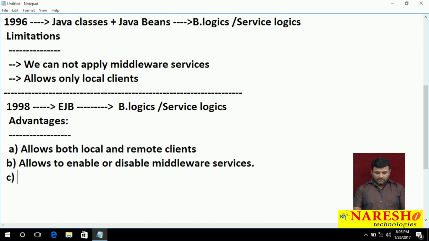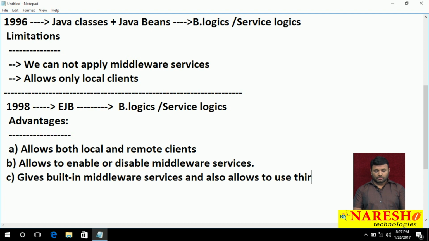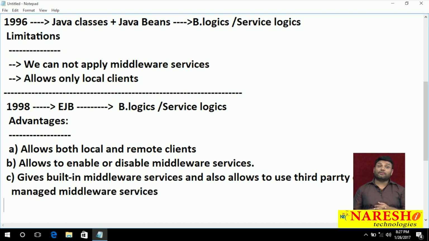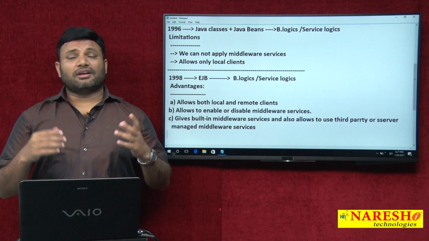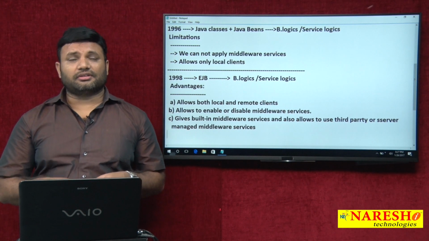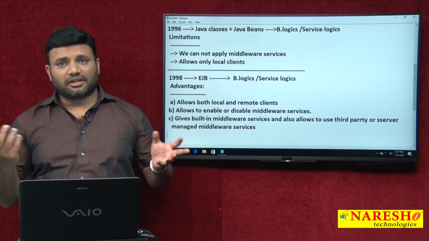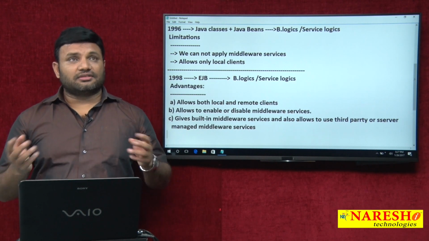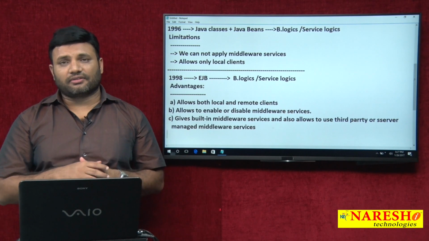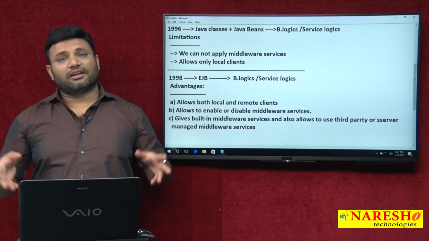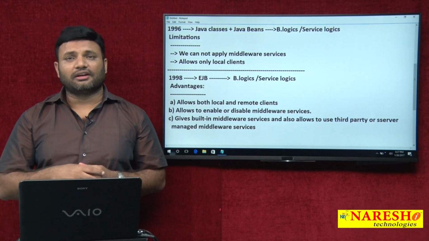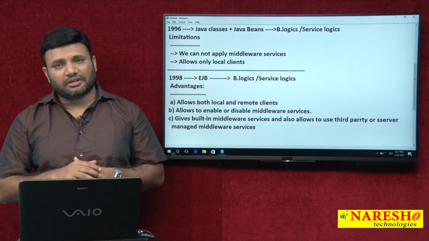Next, it gives built-in middleware services. It also allows using third-party or server-managed middleware services. Third party means not given by Sun Microsystems or Oracle Corporation, but given by someone else like Apache or XYZ companies. Server managed, because EJB applications run in an application server. EJB components execute in the EJB container, and the EJB container is part of application server software. And you know that application server software provides some middleware services.